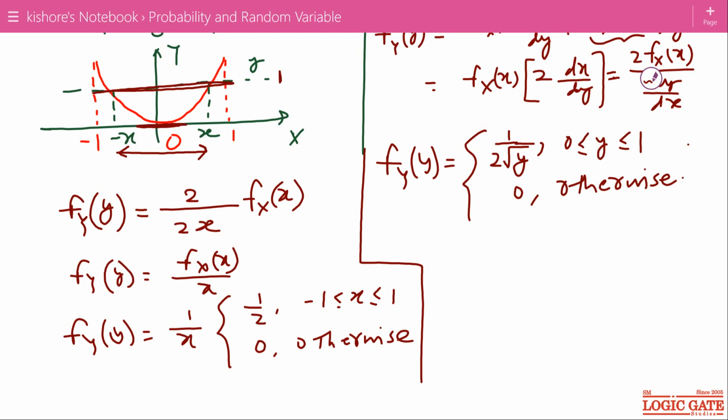So this is how we will find the transformation of a continuous random variable, where the transformation is monotonically increasing, monotonically decreasing, or non-monotonic.